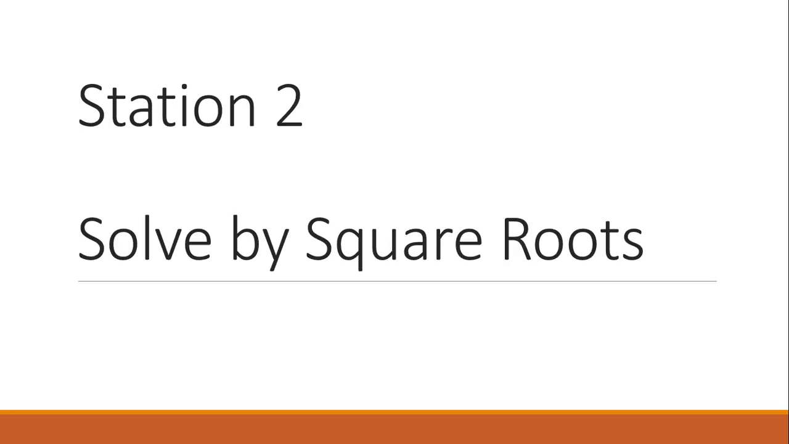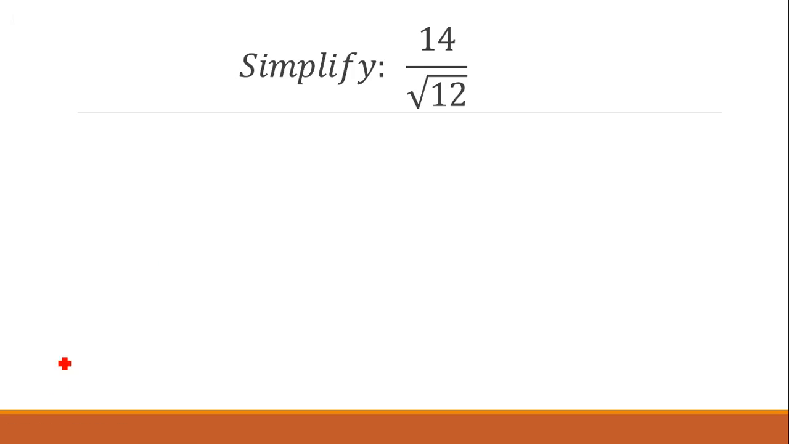Today in this video, we're going to take a look at solving by square roots and dealing with square roots in general. How do we work with things that have radicals? How do we simplify them? How do we isolate x using a square root? First, we need to understand how to simplify a square root, because using this method to solve, you're going to get square roots in your answer. So we need to remember how to simplify something like this.